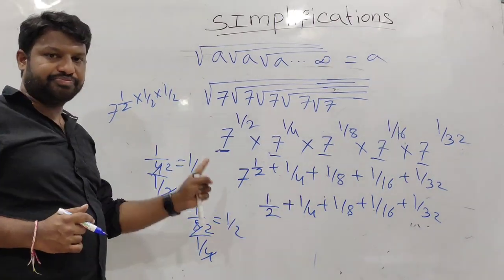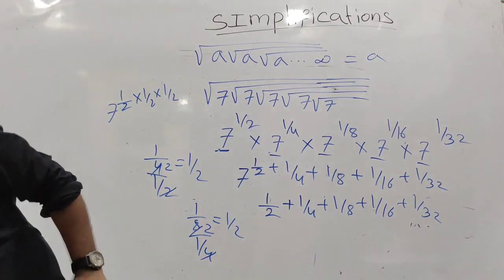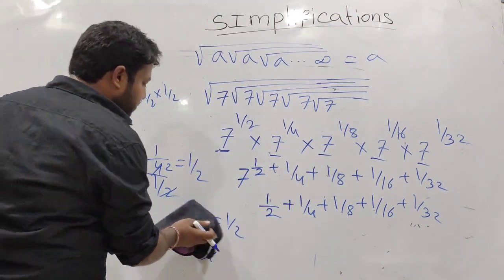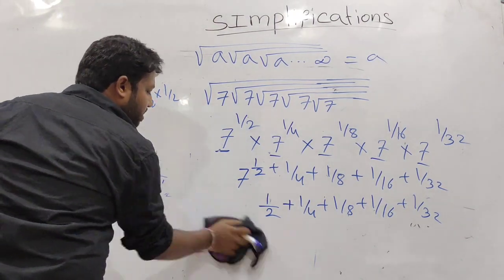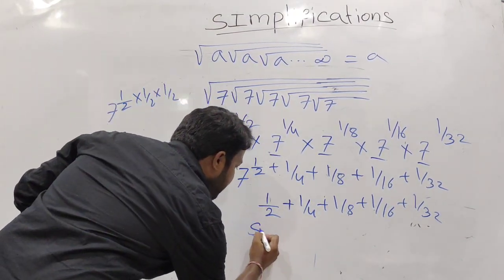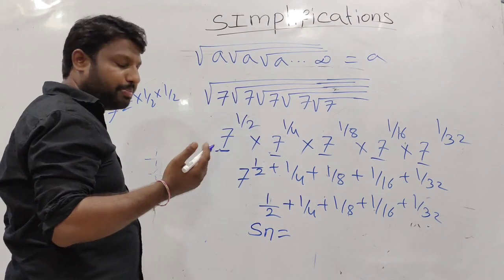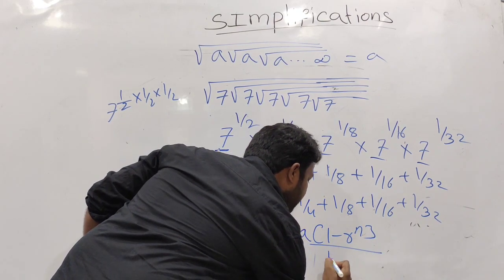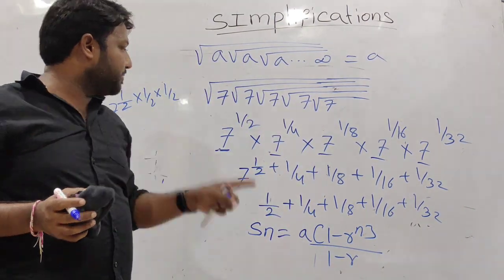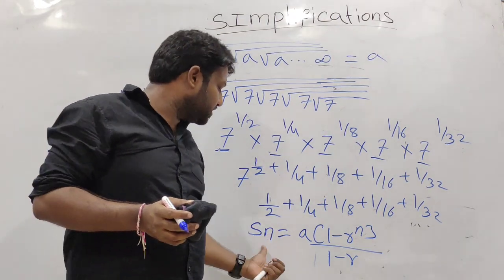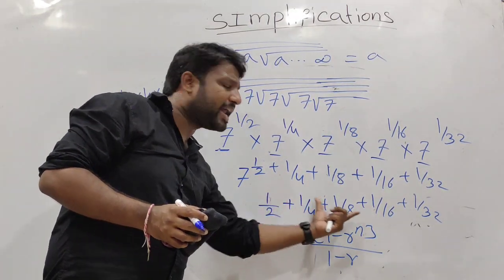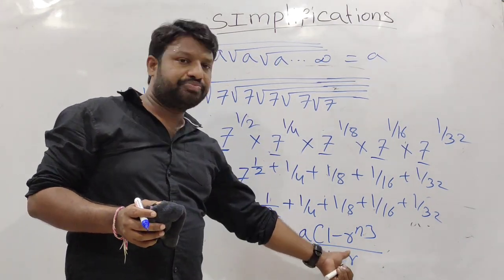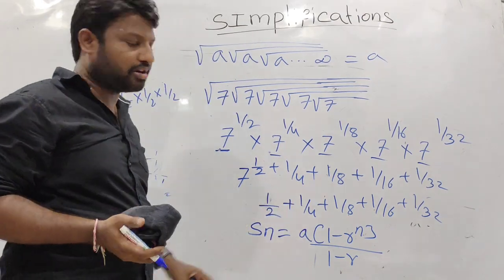Now this series is in GP. If they are in GP, the sum of 1/2, 1/4, 1/8, 1/16, 1/32 can be found directly. I take that sum as Sn, and this is the formula: if the numbers are in GP, Sn is equal to A into 1 minus R power n by 1 minus R. Total sum can also be found by directly adding, but by using the geometric progression formula, Sn equals A into 1 minus R power n by 1 minus R.